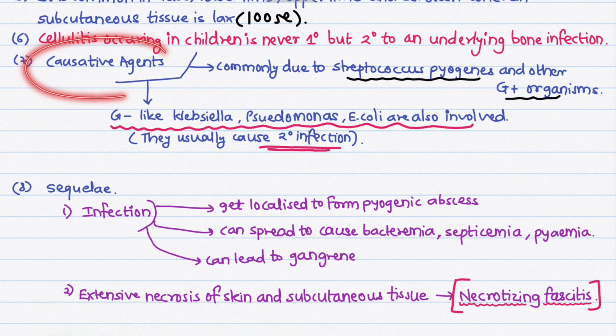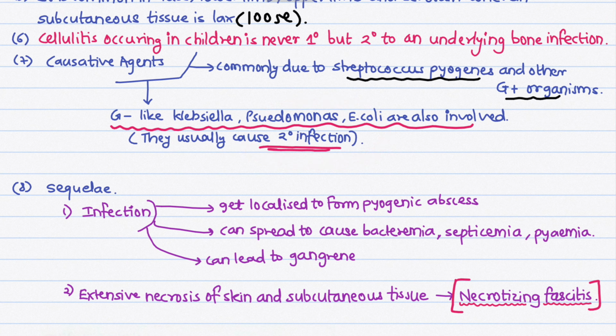So, what are the causative agents? They occur commonly due to Streptococcus pyogenes and other gram-positive organisms. Then it occurs due to gram-negative like Klebsiella, Pseudomonas, E. coli. They usually cause secondary infection.